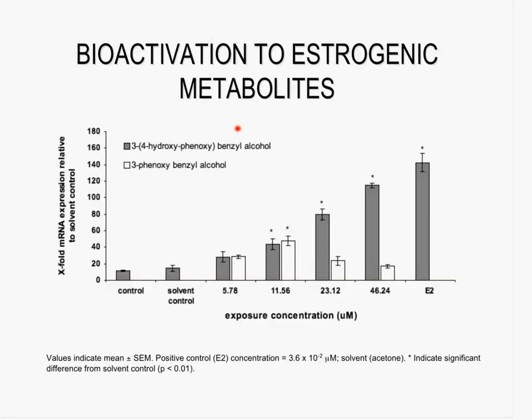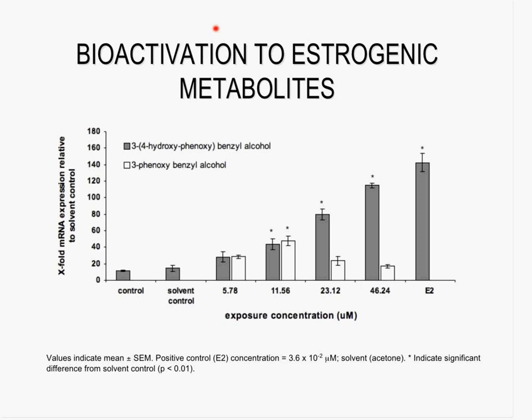Now, are those metabolites active in our bioassay? And the answer is yes. If you incorporate these benzyl alcohols and this phenoxybenzyl alcohol, you do get estrogenic activity. And what's really interesting is that this 3-phenoxybenzyl alcohol is likely converted to the 4 metabolite in the cell line, which gives the higher response.